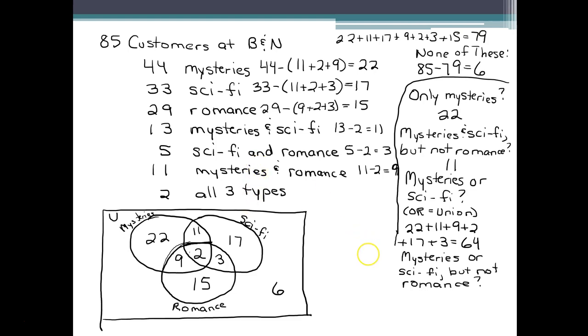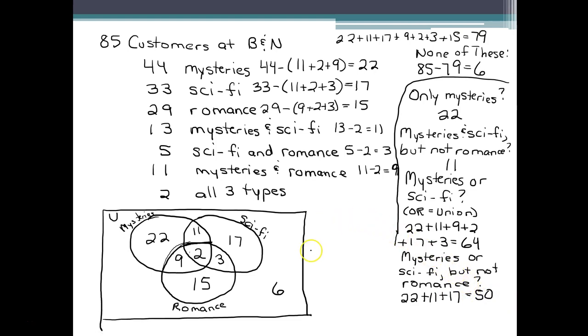Anyways, apologize. Alright, so mysteries or sci-fi but not romance. In this case, you've got to make sure anything that's in the romance circle gets left out. So mysteries or sci-fi is still union, but we have to leave out. Last time we added up the 22, the 11, the 17, the 9, the 2, and 3. This time we have to leave out the 9, 2, and 3 because that's in romance. So just the 22, the 11, and the 17, which would give me 50.